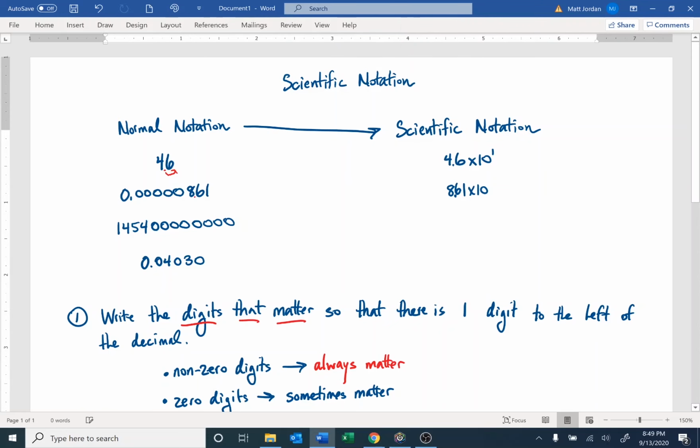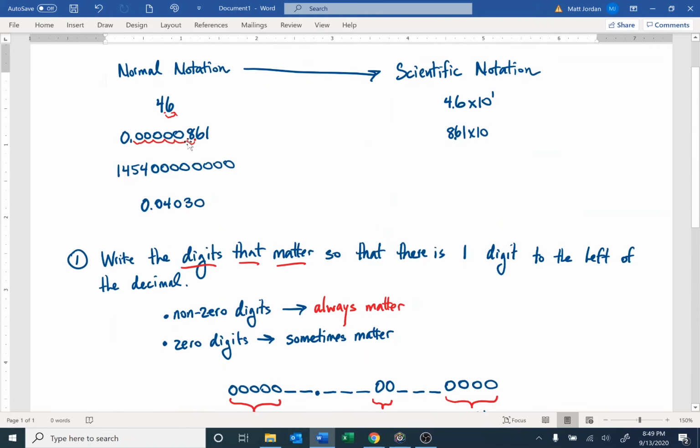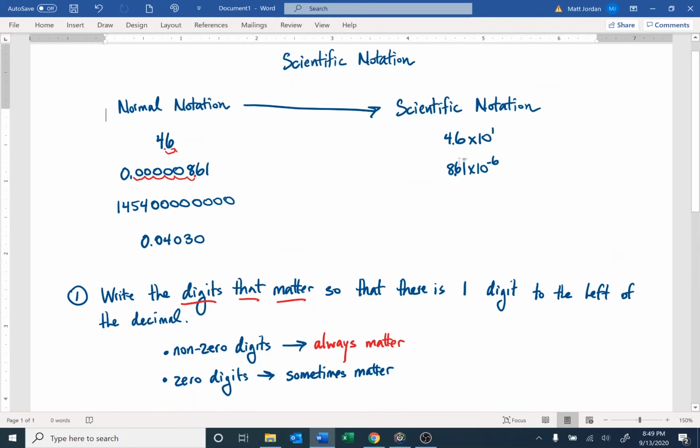And now I need sign and exponent value. So basically my decimal went here between the 8 and the 6, and now I need to move this decimal 1, 2, 3, 4, 5, 6 times, and I'm moving it in the left direction on a number line. Those are negative values, so negative is the sign. And I moved it 6 times, so the exponent would be negative 6. 8.61 times 10 to the minus 6.